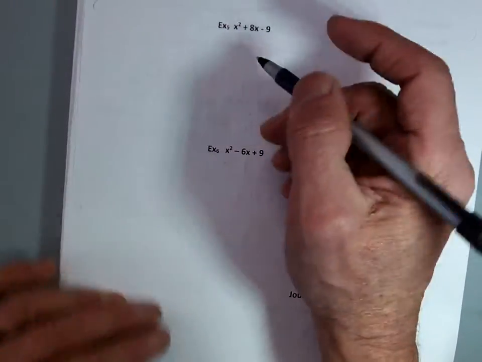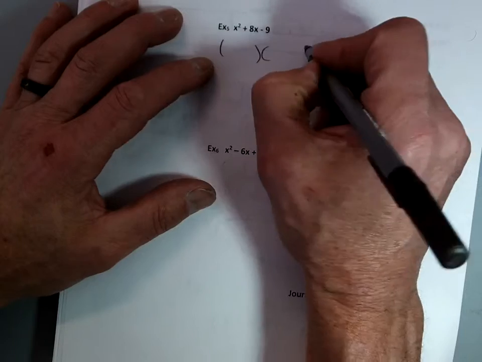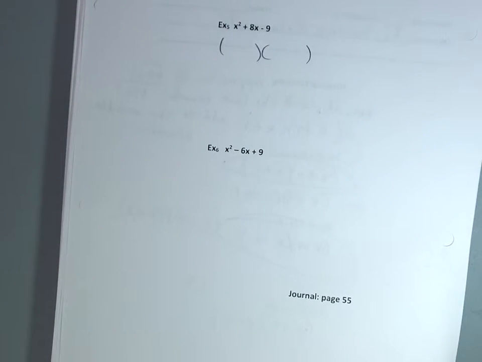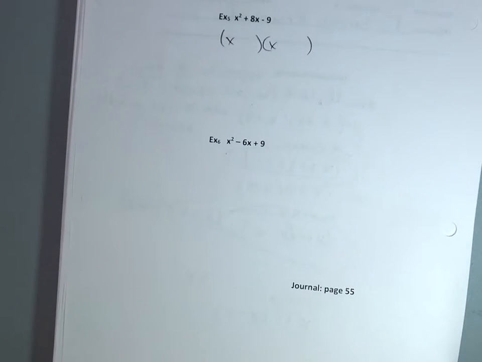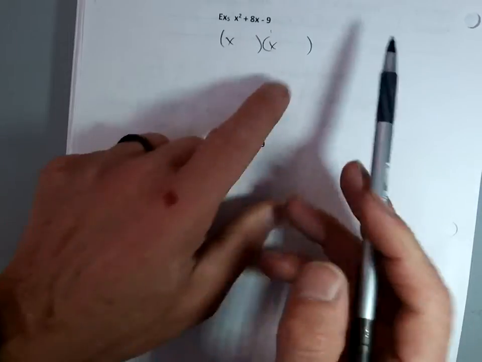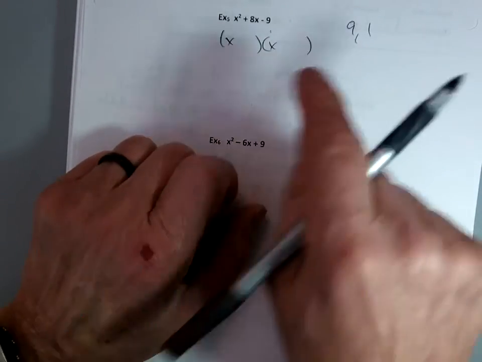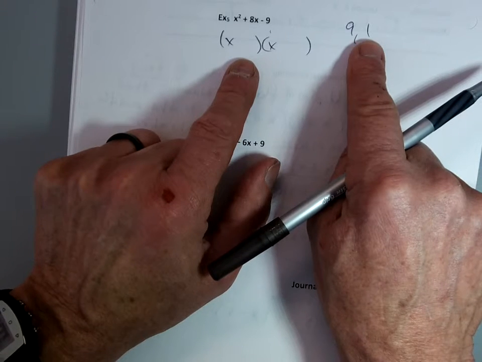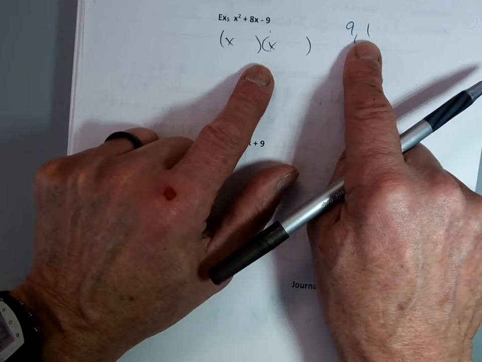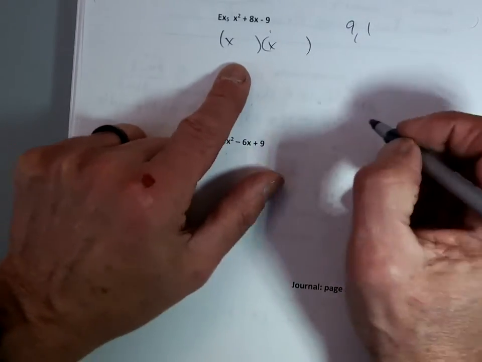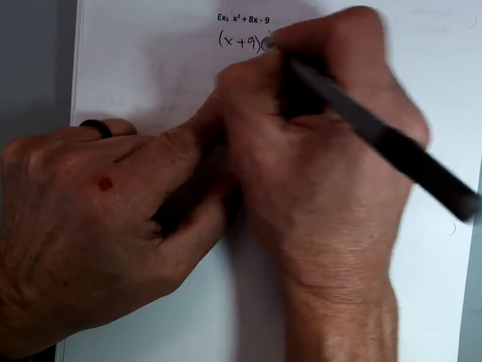All right, example 5. Okay, start with parentheses, parentheses, right? Good, already done. X and X, right? So what times what makes a negative 9? I like 1 and 9. I totally agree. What do you think? Which one's positive? Which one's negative? Max? 9's positive and the 1's negative.